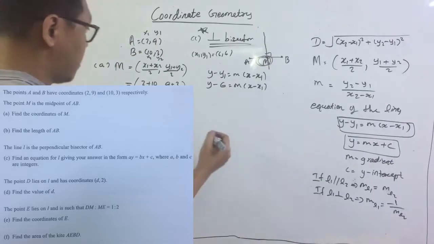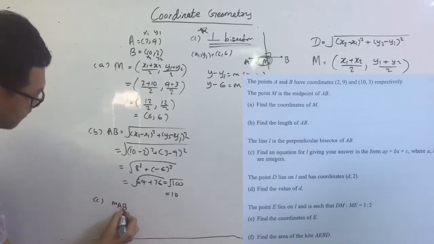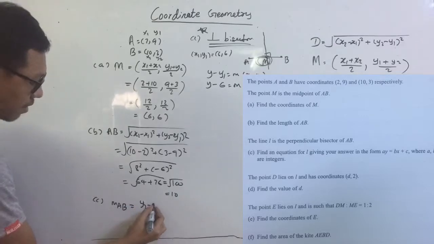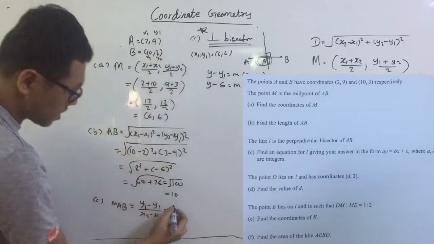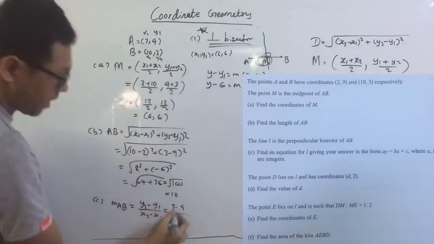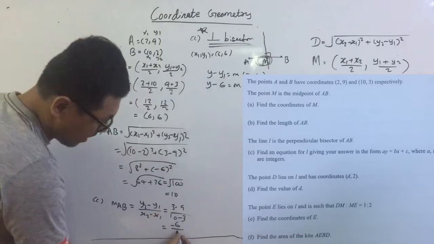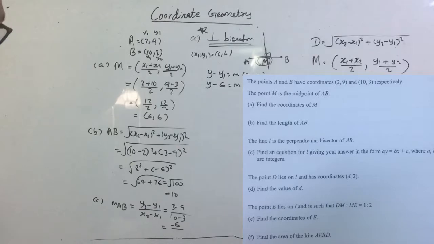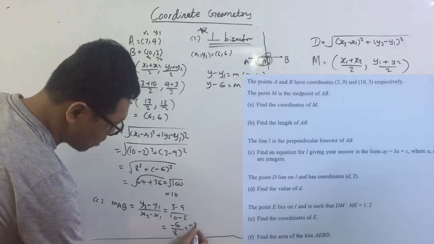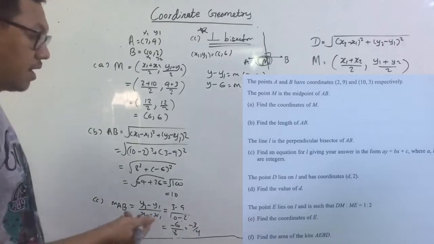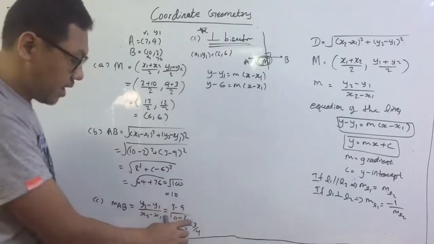Okay, so now let me find the slope. Slope of AB is equal to y2 minus y1 over x2 minus x1, so 3 minus 9 over 10 minus 2, which is 8, so minus 6 over 8, which is minus 3 over 4. So the slope of a perpendicular line will be the negative reciprocal, right? You turn the fraction upside down, so 4 over 3, and then change the sign.